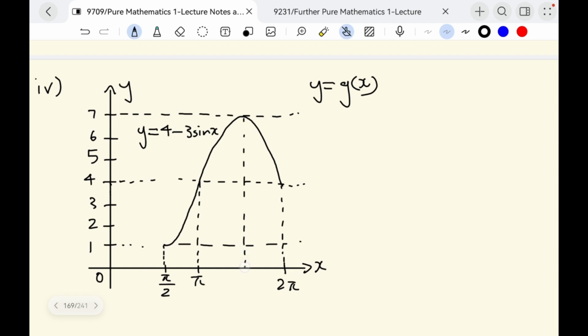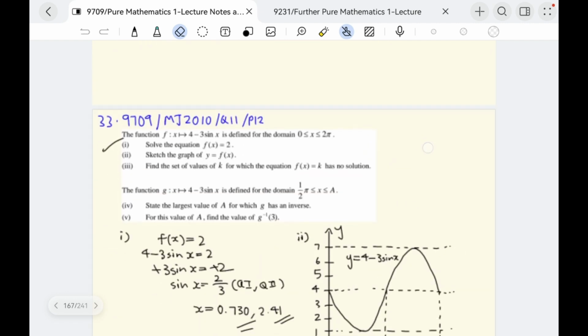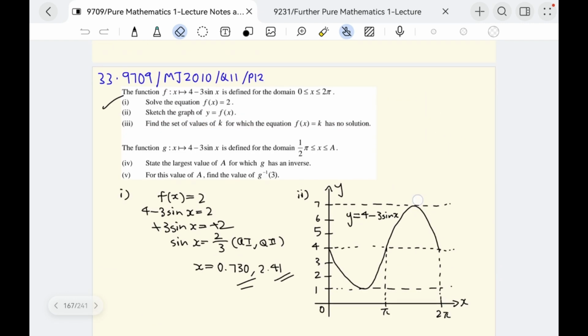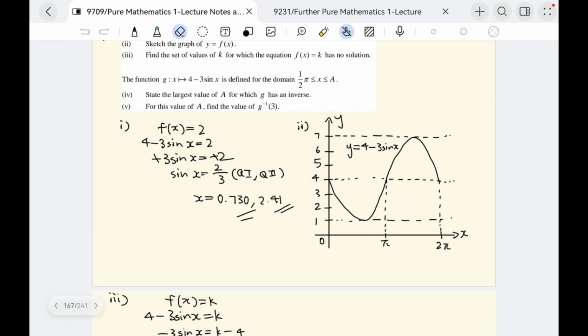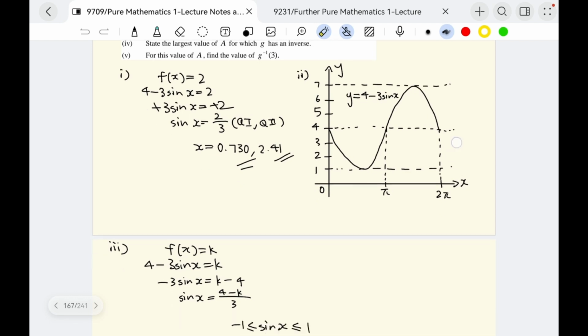I want the midpoint from pi to 2 pi, so it's obviously 3 over 2 pi. In order for g of x to have an inverse, using the horizontal line test, it only passes through one point on the graph, or the function g of x is one-to-one. You can use either reason to explain that g has an inverse, but this question doesn't require you to write the justification. It just wants you to state the value of a for g to have an inverse.